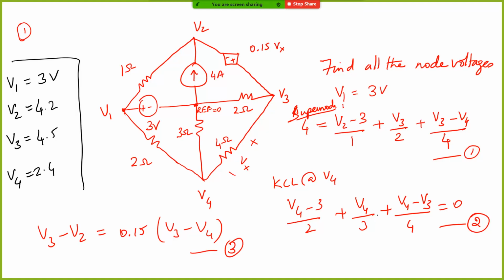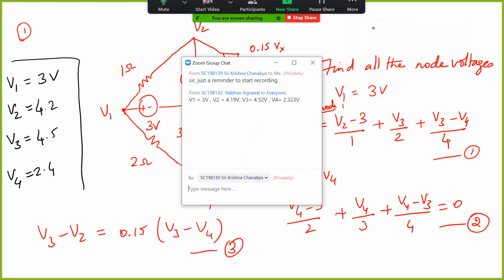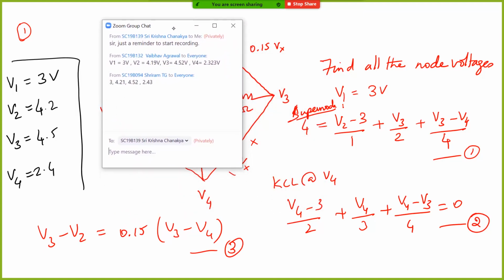I'll give maybe 2-3 more minutes for the others also to finish, and please put it in the chat box if you are done. Yeah, 4.19, 4.21 depends on whether you have approximated or how you have truncated the digits and so on. So around the same, it's okay.